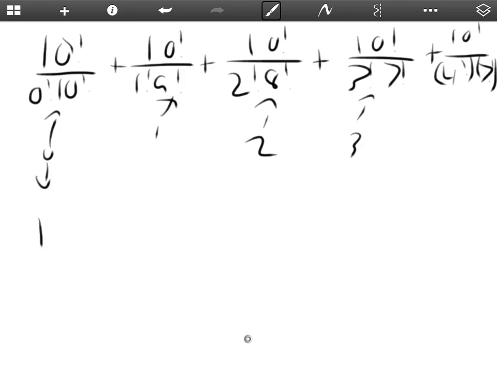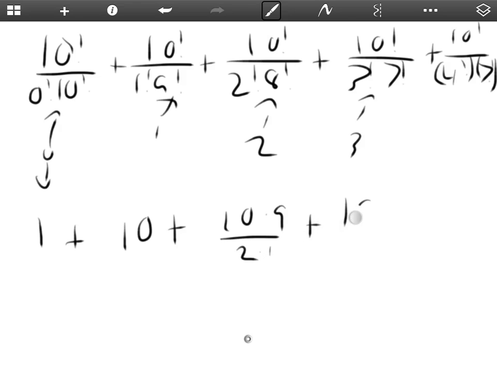10 factorial over 9 factorial is 10, right? If you can't see that, oh boy. Well, let's hope you can. 10 factorial over 8 factorial is 10 times 9. And then we have to divide it by 2 factorial, which is just 2 times 1.